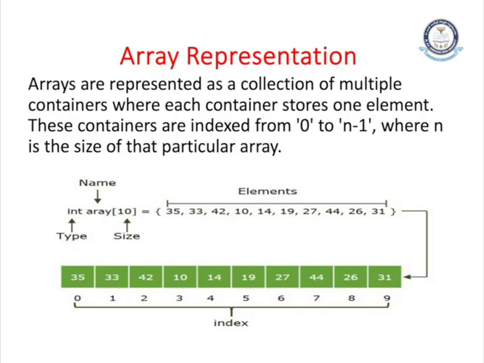Every array index starts with 0. This is the diagrammatic representation of an array. If you want to declare an array, this is the syntax: integer data type, array name, and the size. It is fixed, so you can declare fixed arrays and dynamic arrays also. The index starts from 0 to n minus 1. Suppose the array length is 10, then n minus 1 means 0 to 9 index, see, 0 to 9.